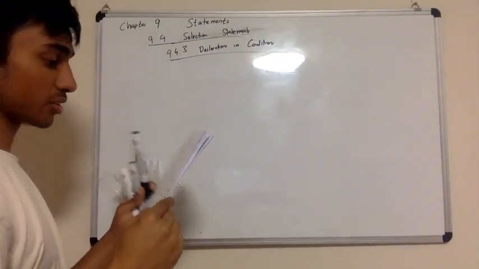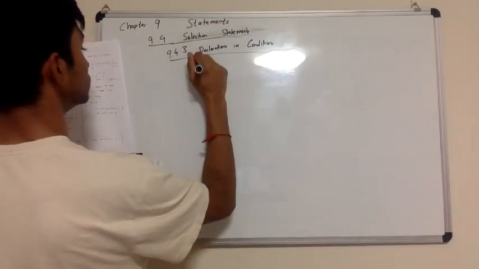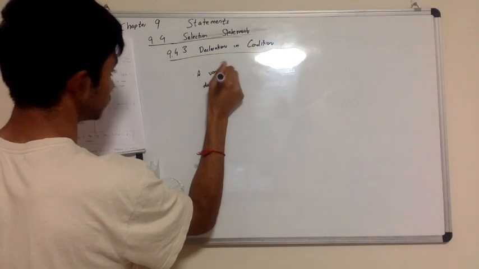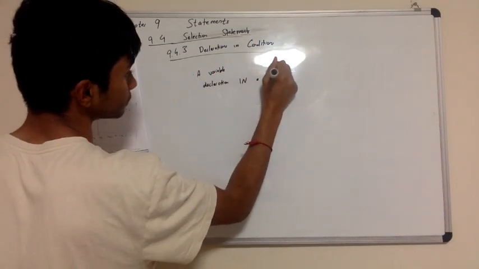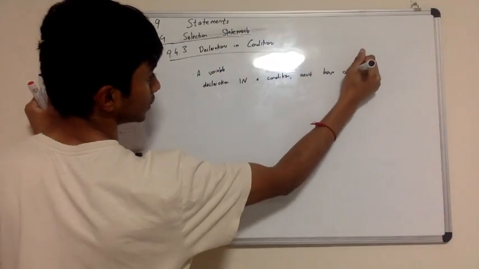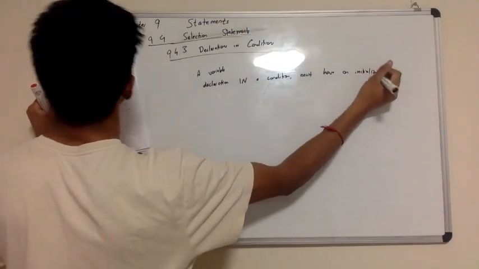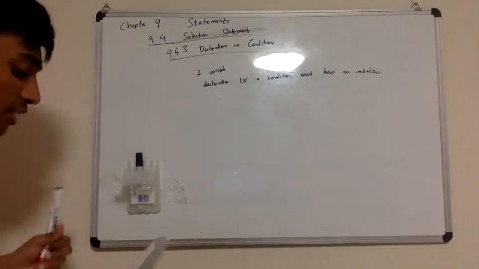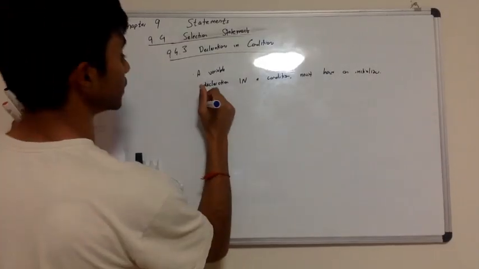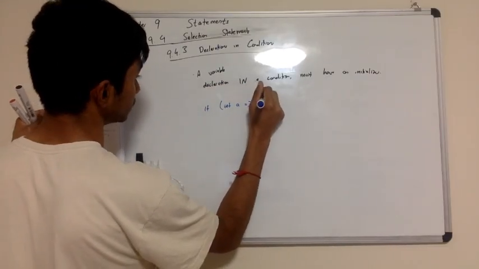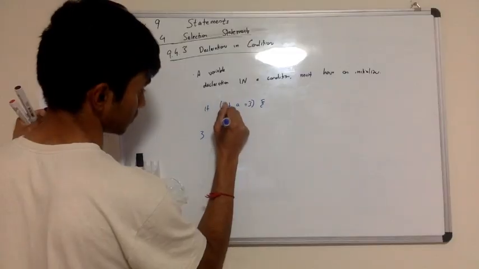Alright. So a variable declaration in a condition must have an initializer. Okay? So what does it look like to have a declaration in your condition? Something simple might be: if int a equals 3, then print a.